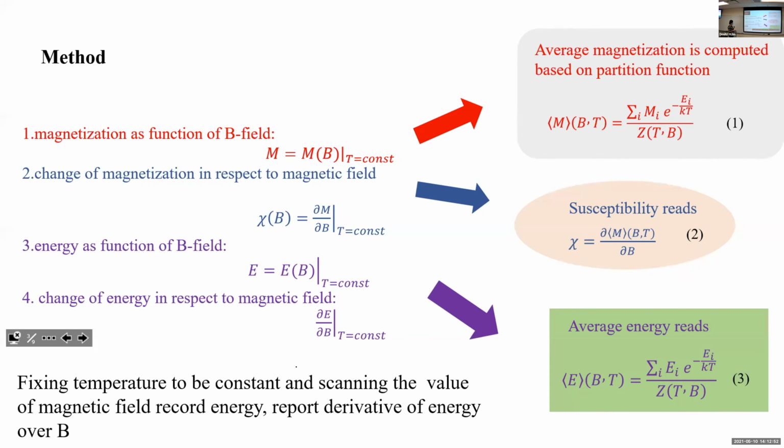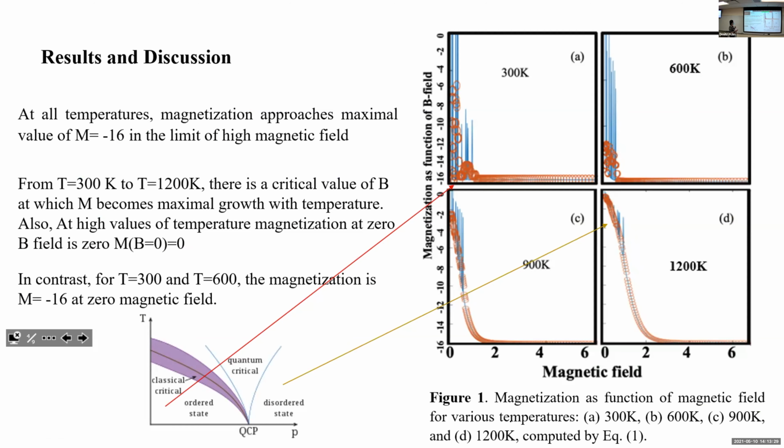The specific procedure is to fix the temperature as constant, scan the value of the magnetic field, record the energy and magnetization, and report the derivative of the energy and the magnetization over the magnetic field. Here's the result I got.